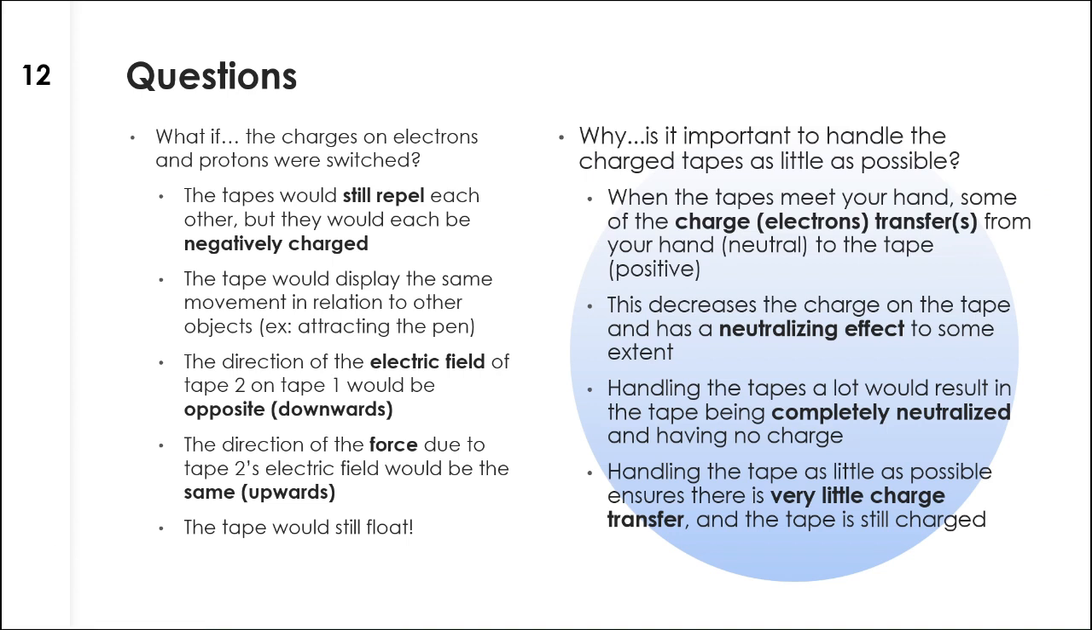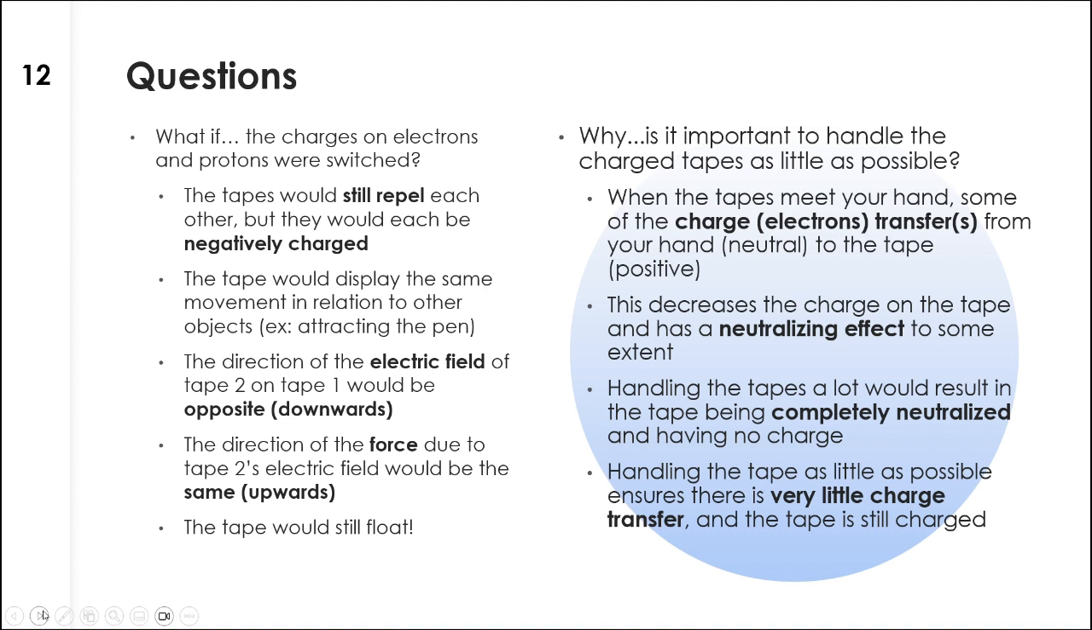What if the charges on electrons and protons were switched? Well, the tapes would still repel each other, but they would just be negatively charged. They would interact with other objects in the same way, but the direction of the electric field of tape 2 on tape 1 would be downward. The direction of the force, however, would still be upwards because we're multiplying by that charge, and charge is negative. So it would switch the direction, and so the tape would still float.